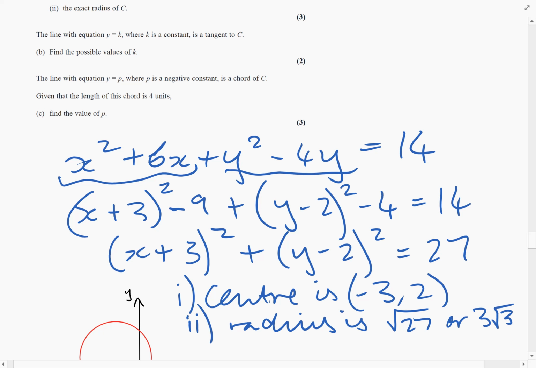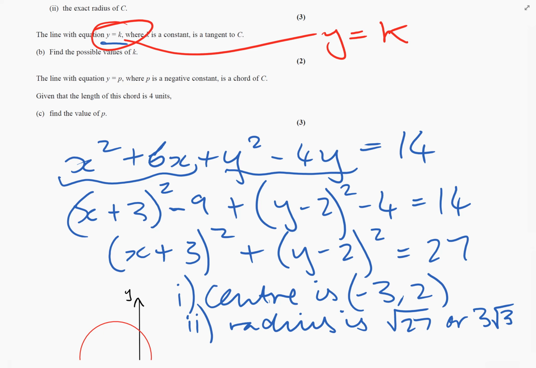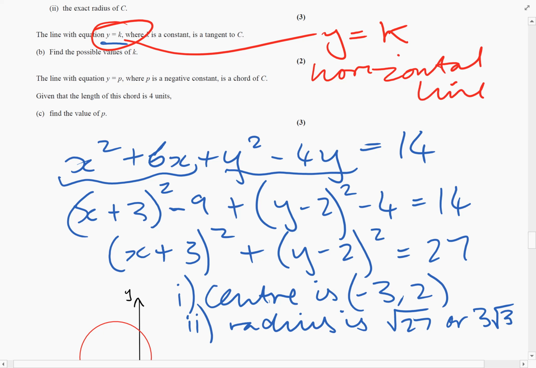Okay, so in part B it says the line with equation y equals k, where k is a constant, is tangent to C. Find the possible values of k. Now the line y equals k is just going to be a horizontal line. So y equals 4 is the horizontal line through 4 on the y-axis, for example. So this is going to be a horizontal line that is a tangent to the circle.